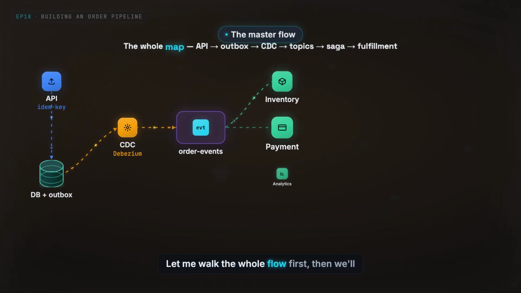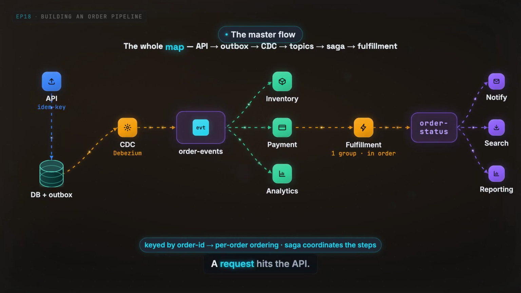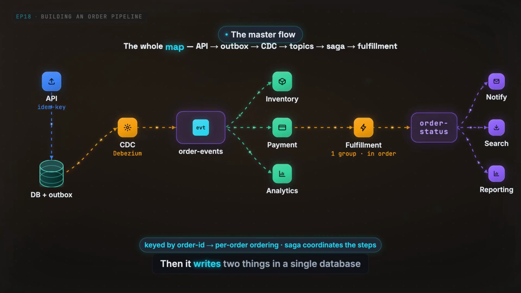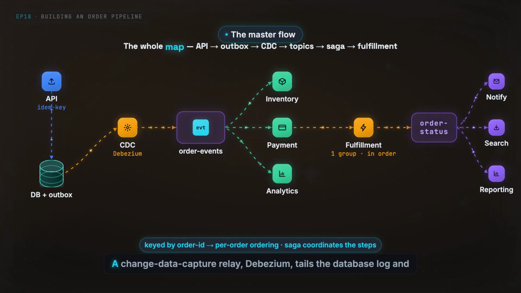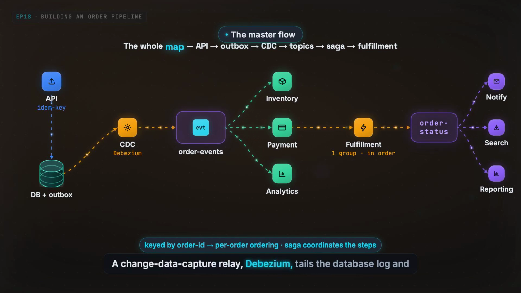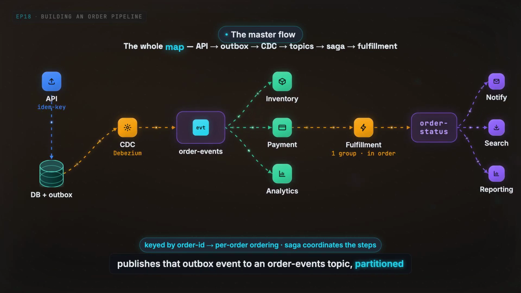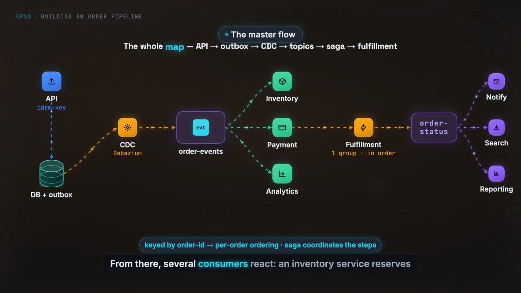Let me walk the whole flow first, then we'll zoom in on the tricky parts. A request hits the API. The API assigns an idempotency key to this request. Then it writes 2 things in a single database transaction, the order row and an outbox row. A change data capture relay, Debezium, tails the database log and publishes that outbox event to an order events topic, partitioned by order ID. From there, several consumers react.